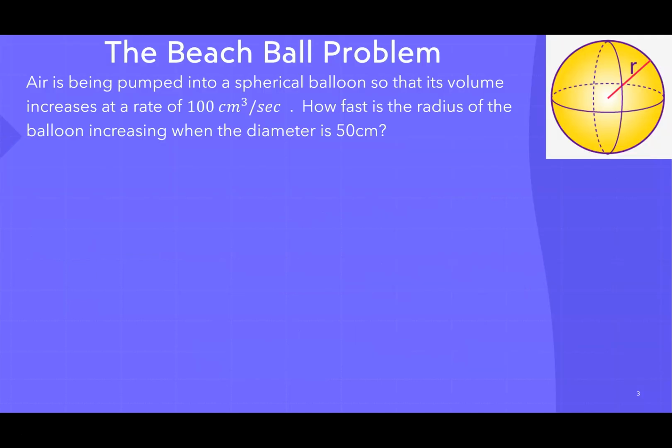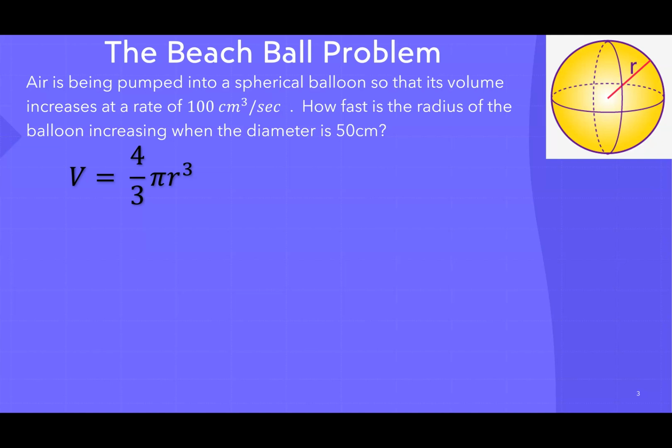Now, here is an example of that spherical balloon. This problem said that the volume is increasing at a rate of 100 centimeter cube per second. So as soon as we know that, we are talking about the volume of a sphere, and the equation for the volume of a sphere is V equals 4/3 pi r cubed. And that's the relationship between the two quantities, as I introduced in terms of related rates, right?